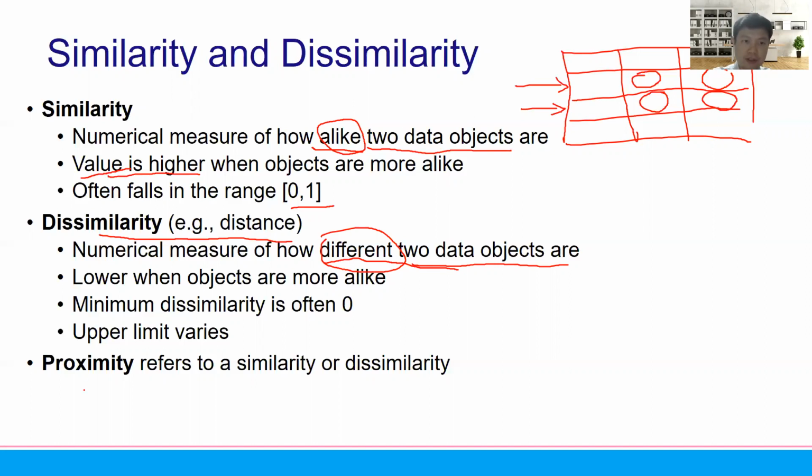In other literatures, they mention proximity. Proximity refers to a similarity or dissimilarity. So it depends on the context in which you want to apply the concept of proximity.